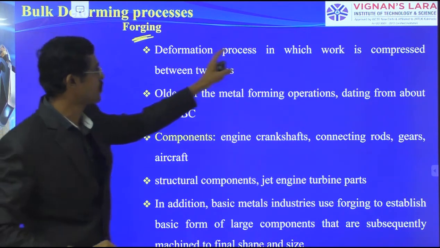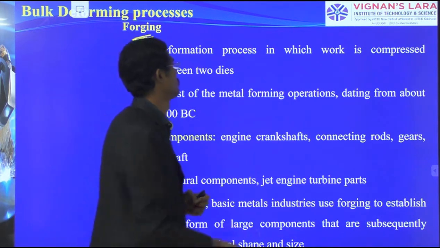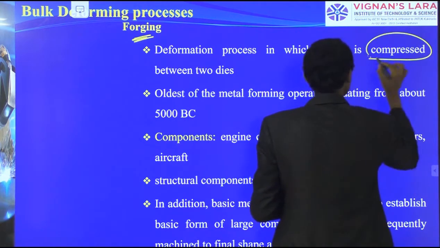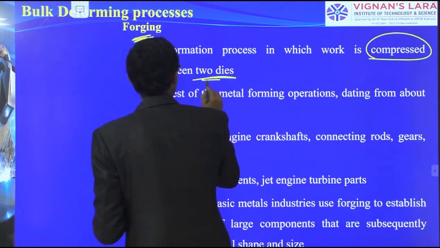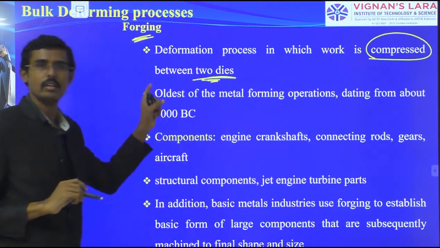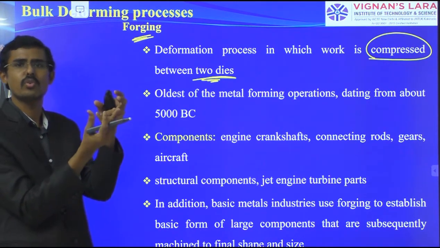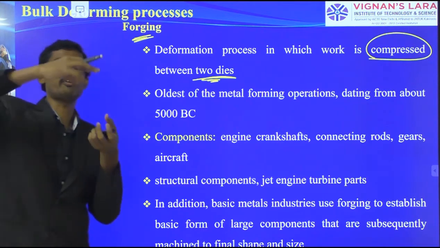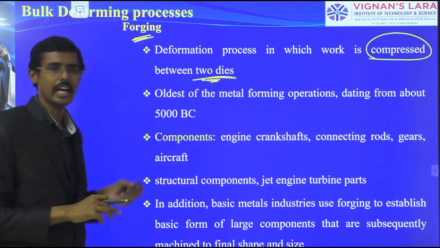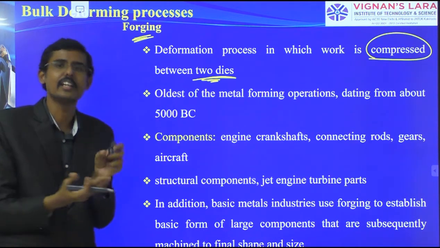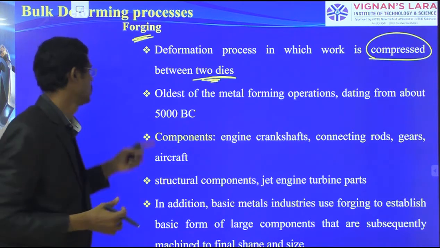Forging is a deformation process in which work is compressed between two dies. The same as rolling, here also, instead of a roller die, we have a die of flat or any other impression shapes.